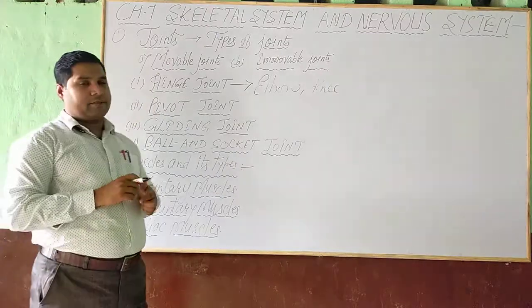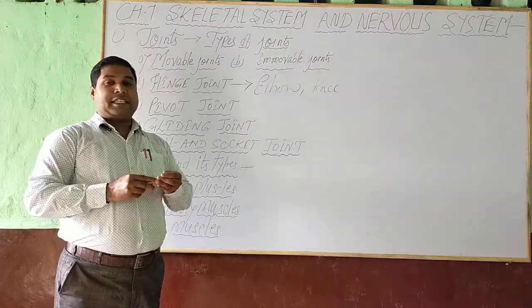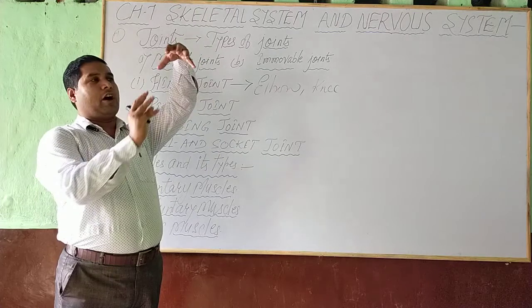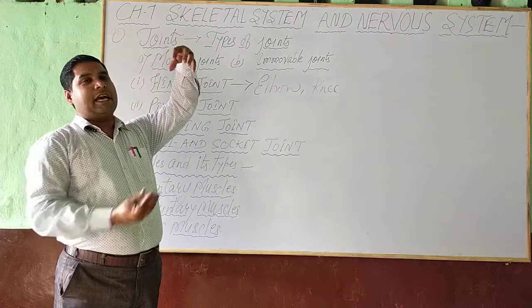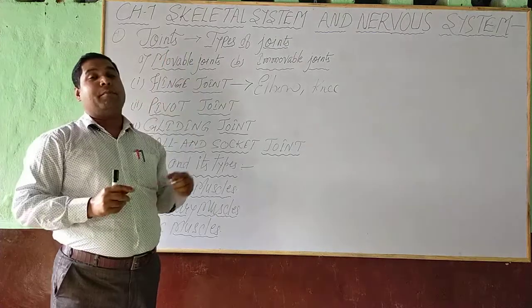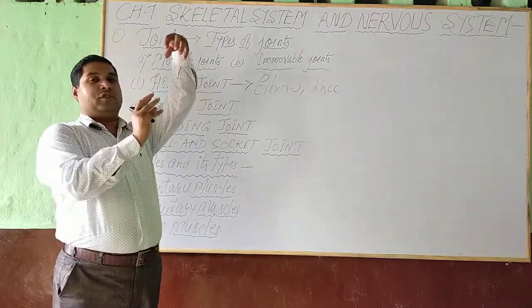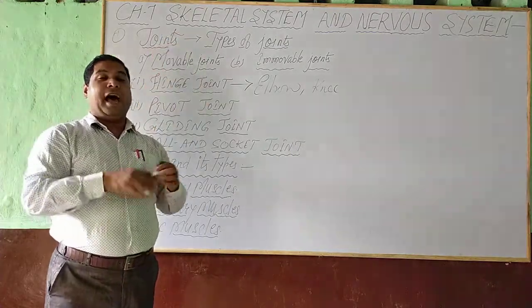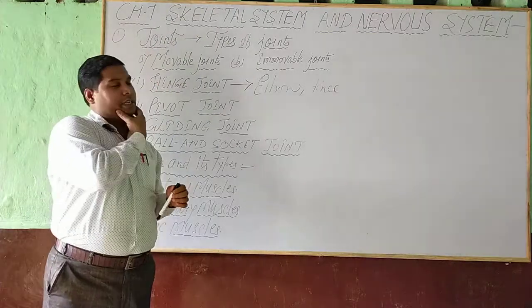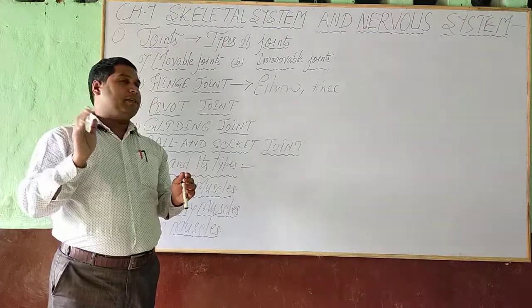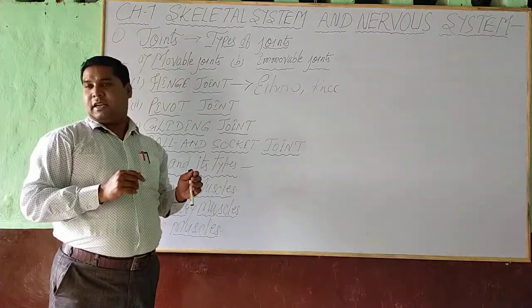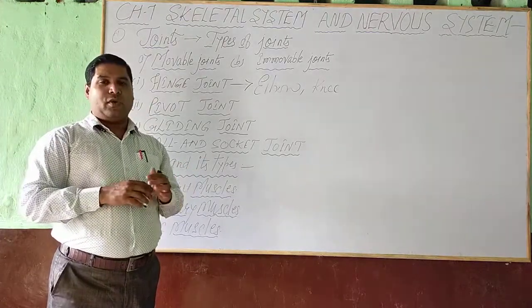Next is pivot joint. The skull at the top is attached with the backbone, and the skull and backbone join at the pivot joint. And it helps our head to move side by side, means left, right, upward, downward.